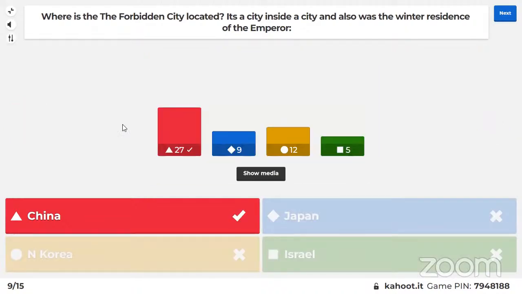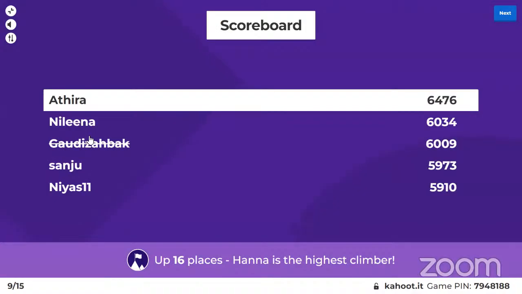All right. So the forbidden city is the winter residence of the Emperor of China. Scoreboard. Adira still on top with 6,500. Nilina with 6,060. Third, we have Gaudi Sabak with 6,035. Fourth, we have Sanju with 6,000. Fifth, we have Nias with 5,937.